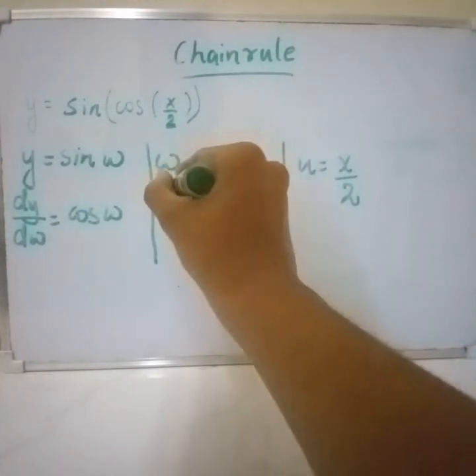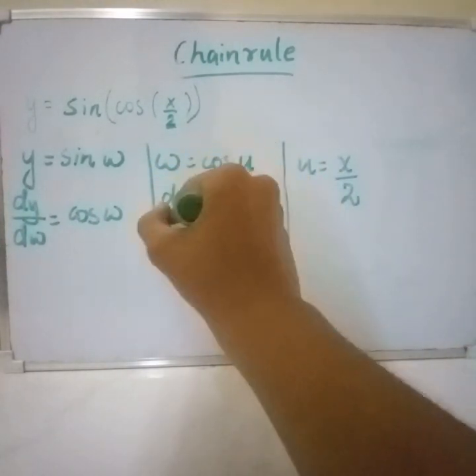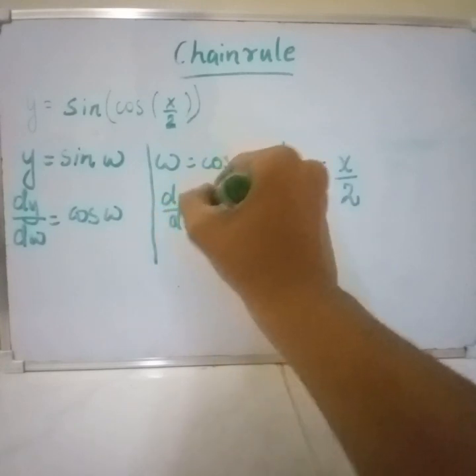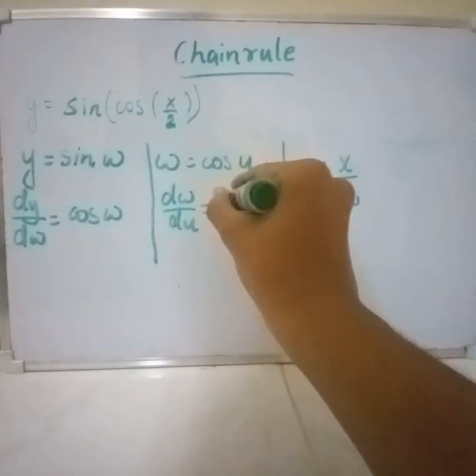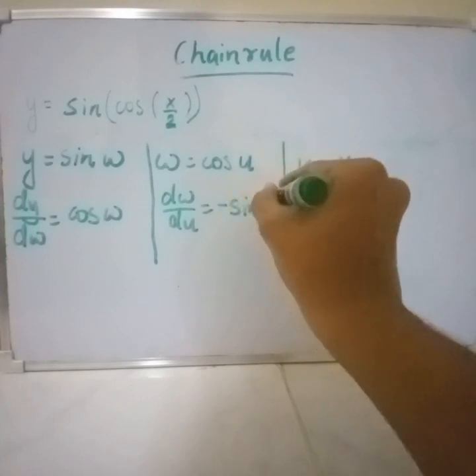So now we have to find the derivative of w with respect to u. So what is the derivative of cos? It is minus sine.